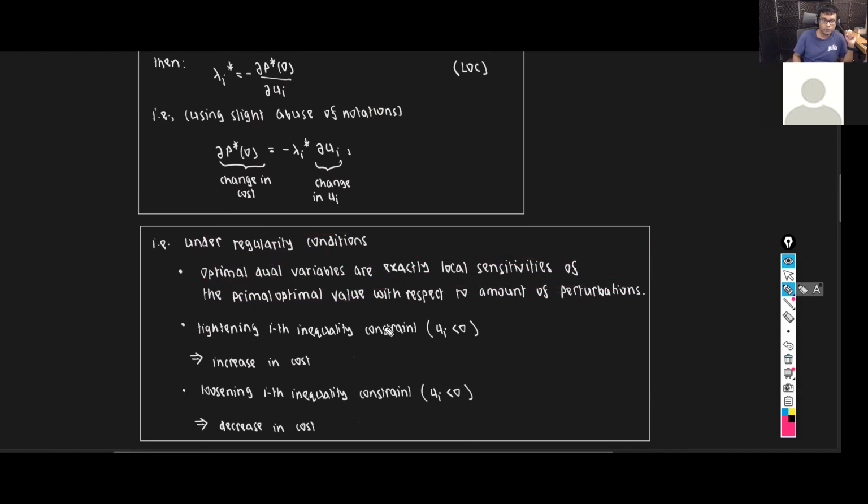Of course, this is something I already told you. Tightening the ith inequality constraint corresponds to ui less than or equal to 0. So this is going to lead to an increase in cost. If I loosen the ith inequality constraint, this should be positive. Then the cost will go down. So this is the interpretation. Any question about that? And after that, we will take a look into how this thing is proven.